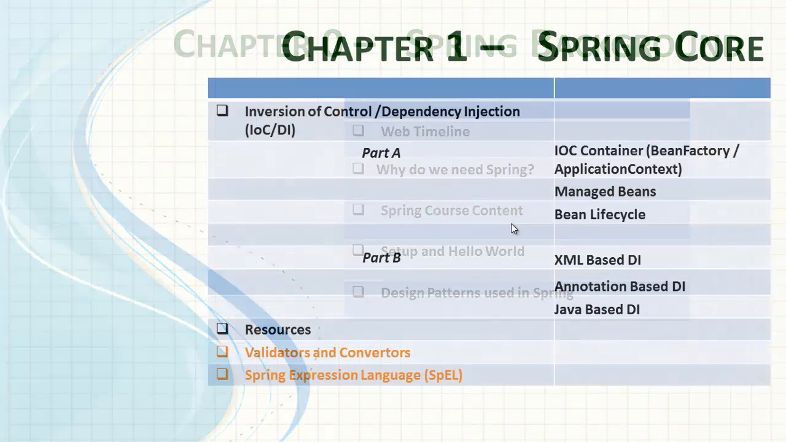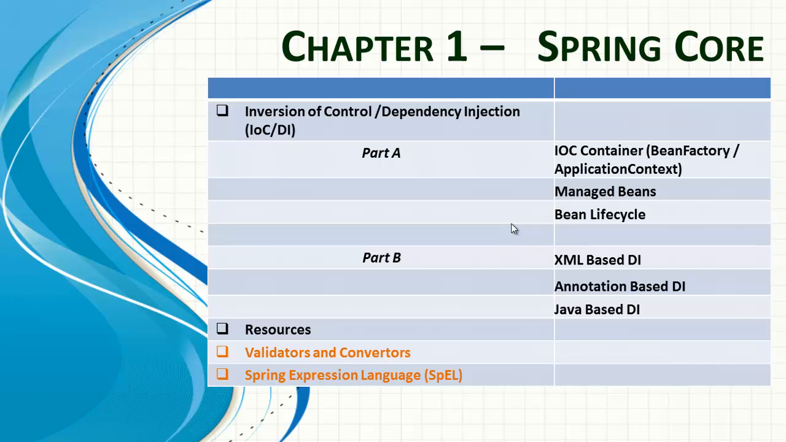Chapter 1 is the Spring core. Here we start with inversion of control and dependency injection, the IOC container itself. We look at the managed bean, the bean life cycle, and in part B we look at XML based dependency injection, annotation based dependency injection, and Java based dependency injection. We'll further look at the resources that are used in Spring, and then we'll look at validators and converters and Spring expression language.